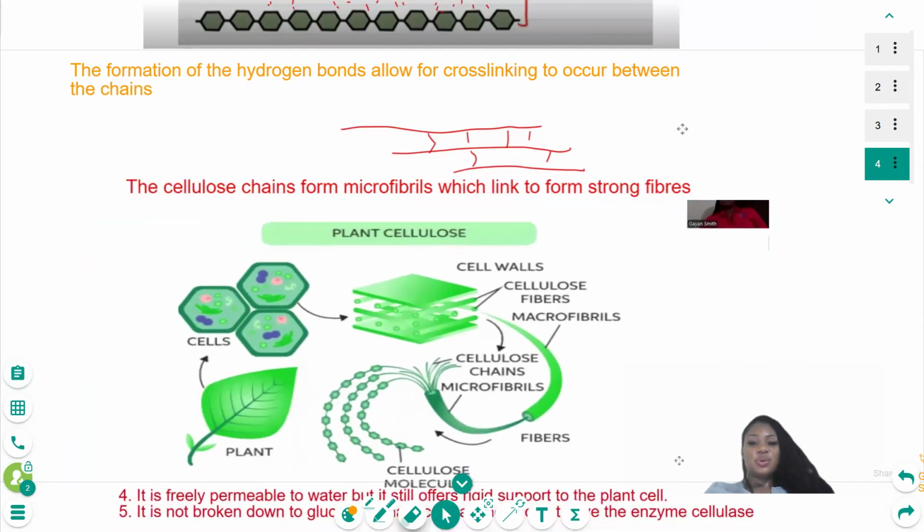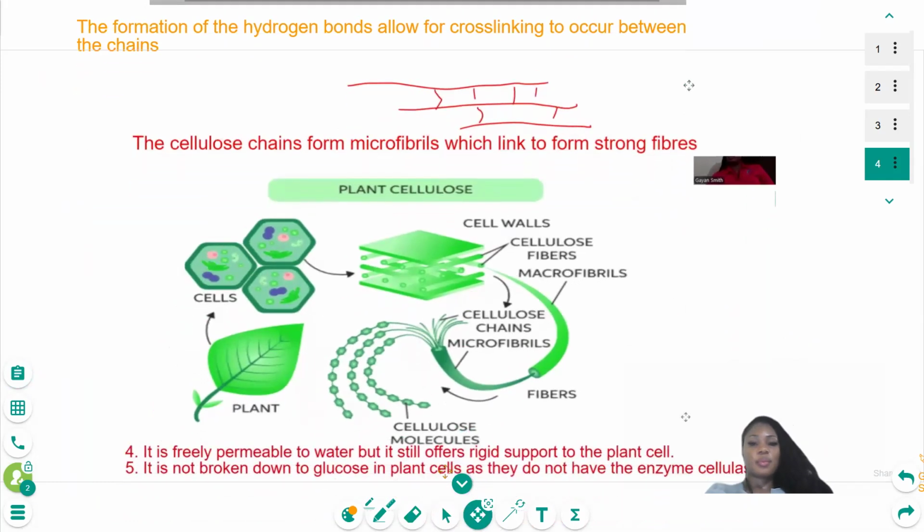So I want to show you here how we get the cell wall, right? So here are the glucose molecules. You can literally see the glucose molecules joined together to make a chain. And we are saying that you can have multiple chains joined together, and that creates a microfibril. If you have many microfibrils, then you end up creating a fiber or a macrofibril. And then many macrofibrils come together to make the cell wall, right?